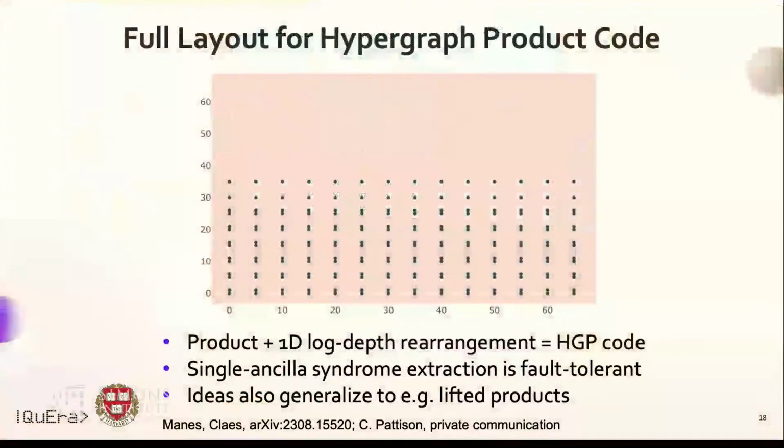Right, so you can see very clearly from this that by taking the product and the 1D log depth rearrangement, you can get these implementations of the syndrome rounds of the hypergraph product code. And this is the fundamental building block also if you want to then go and do other stuff like gate operations and whatnot.